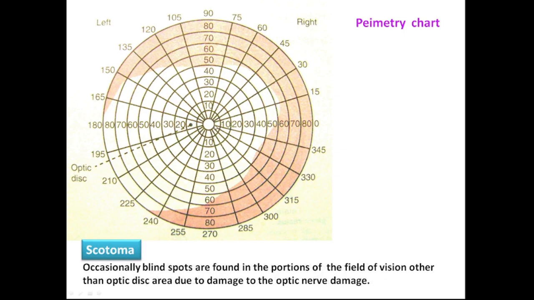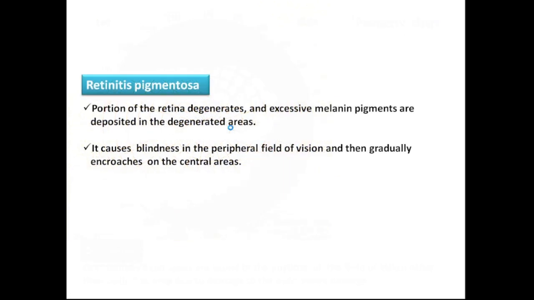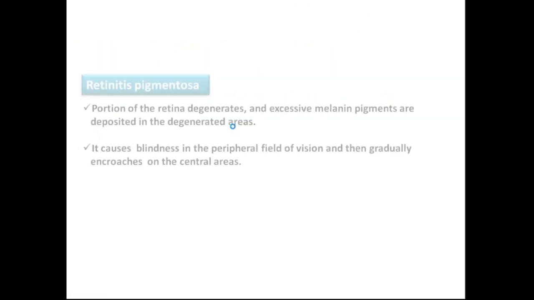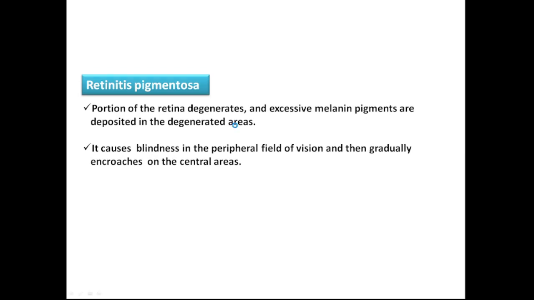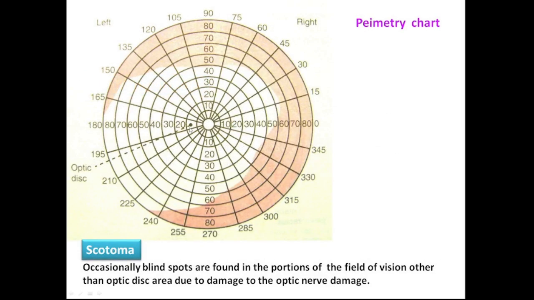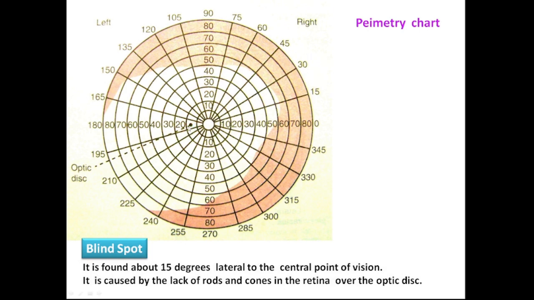So if you look at the optic disc, it is the part through which the optic nerve is passing or leaving the eyeball, and at that region rod and cone cells are absent. That's why the blind spot is found at that region. It is not visualized. So this is called the blind spot.